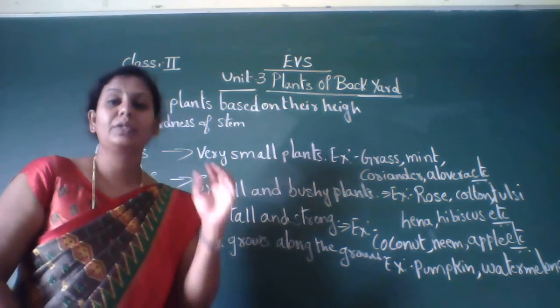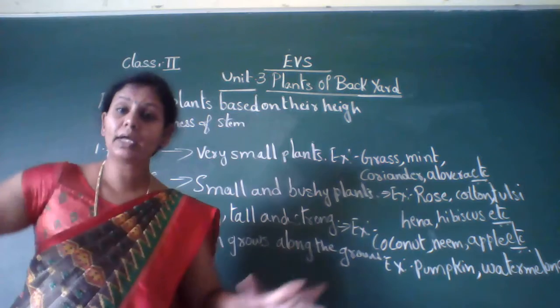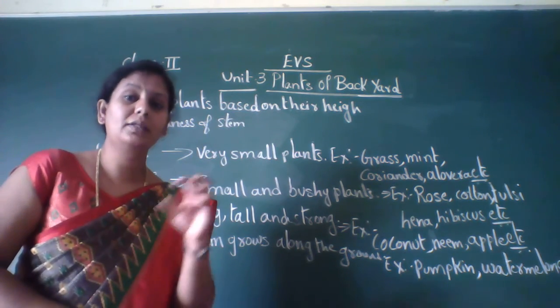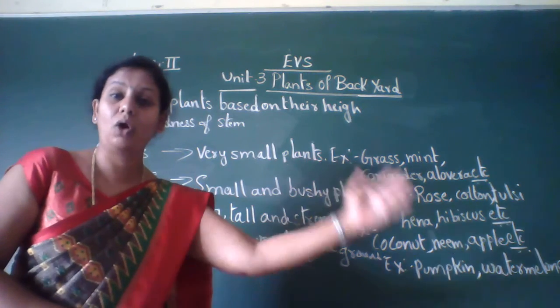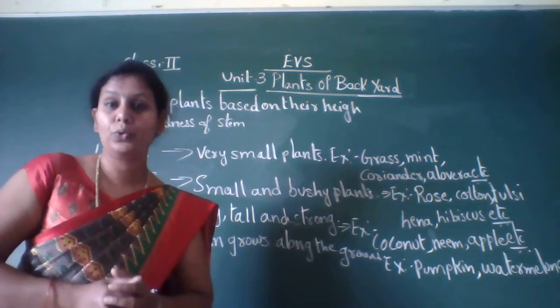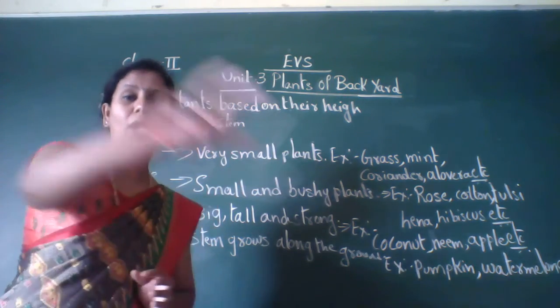Creeper means the stem which grows along the ground. Why do they grow along the ground? Because the stem of these creepers is very long and thin. They can't stand straight and grow straight. So that's why they grow along the ground.